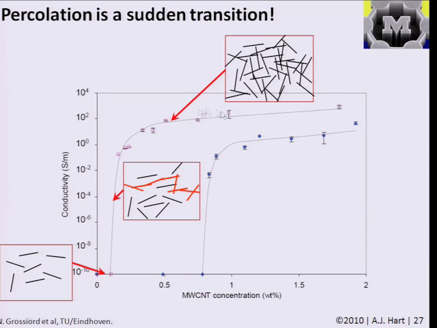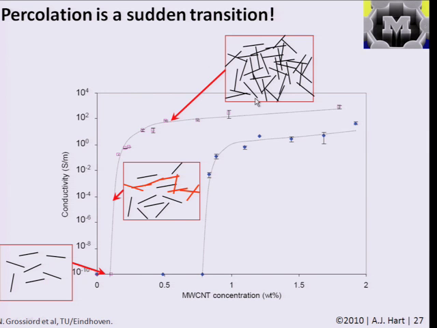There are formal ways to fit this curve and decide exactly where you define the threshold. And then the scalability of the conductivity after this threshold depends on other factors. For example, the length of the individual conductors and the contact resistance between them, and so on.